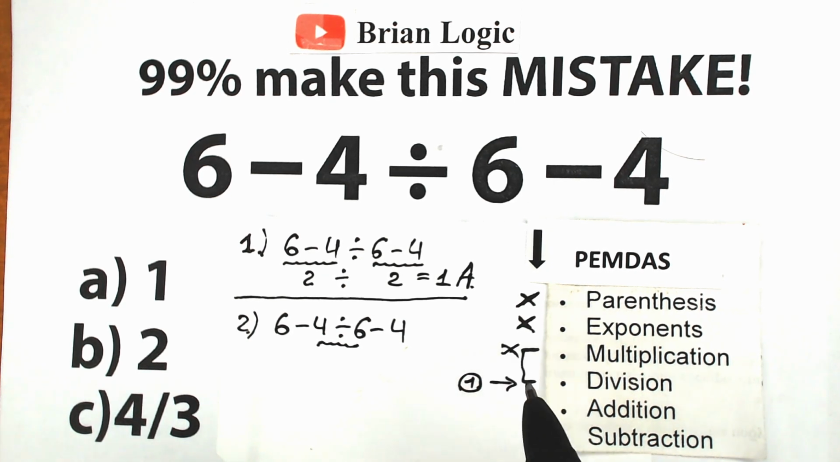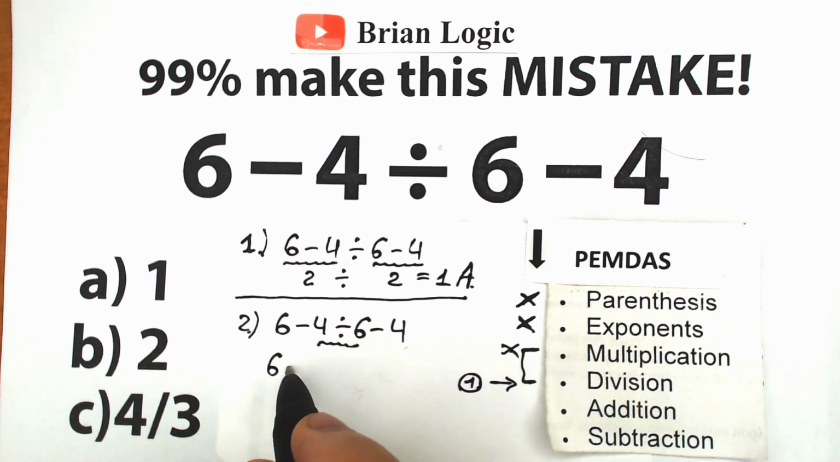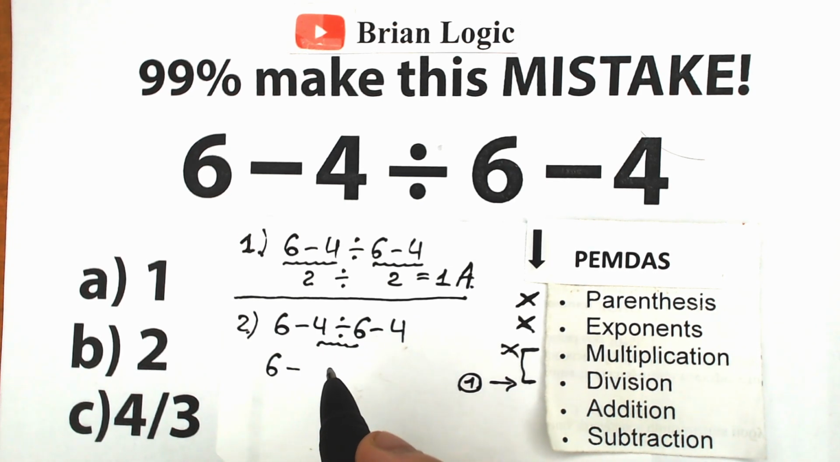Let's do this. Let's divide. So what do we have right here? 6 minus 4 divided by 6. We can write it as a fraction. Let's write it as 2 over 3. So this is 4 over 6, and we cancel numerator and denominator by 2. And we have 2 over 3.